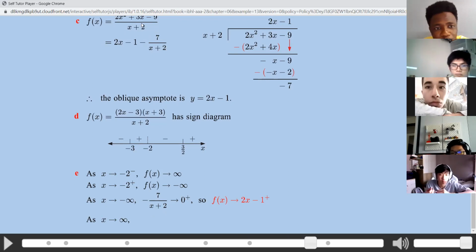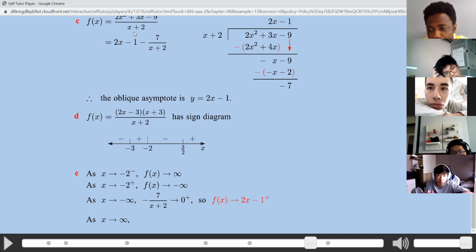If this approaches 0, it means everything approaches 2x minus 1 because this has become 0. Don't ever think of substituting x is infinity here. No. The idea is to make this 0.